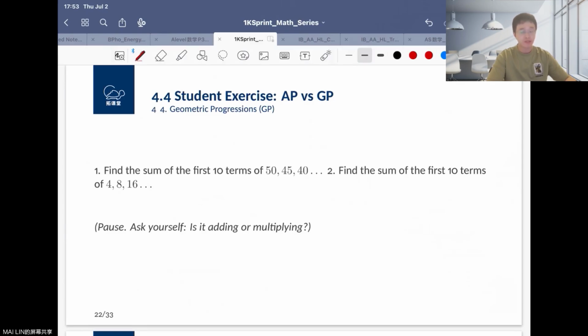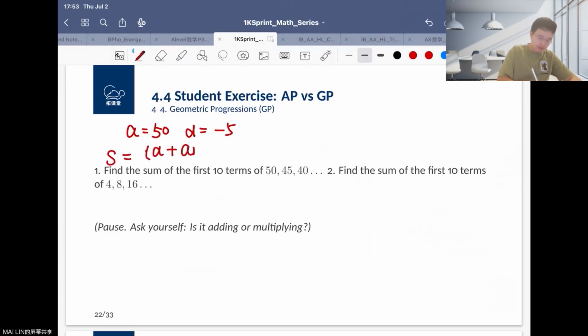You can find the first term is 50 and the common difference is minus 5. So A equals 50 and the common difference D equals minus 5. If you want to find the sum of the first 10 terms, you can calculate S equals the first term plus the last term, over 2, and then times the number of terms, so times 10.